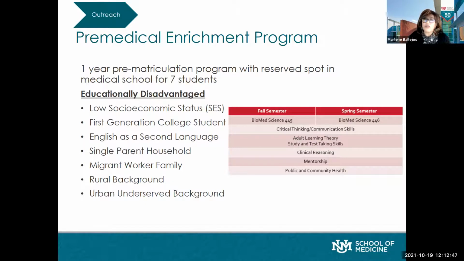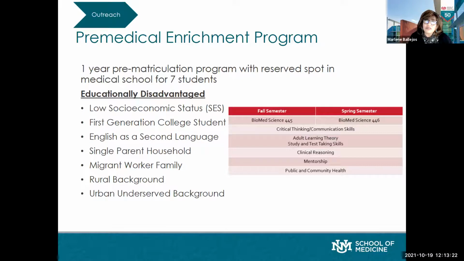So these students go through the regular application process, and then as they're being interviewed by the committee members and discussed in our admissions committee meetings, our committee members actually recommend students for the PrEP program. And then we have a special PrEP committee on admissions that actually looks at these applicants further and looks at their educationally disadvantaged status, because these students have to be educationally disadvantaged to participate in this program.